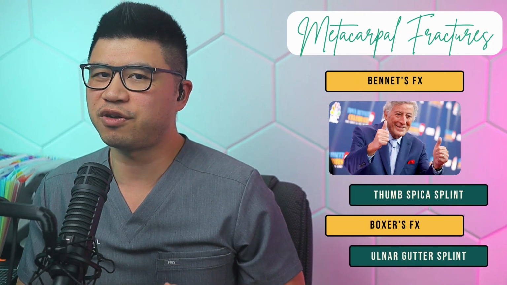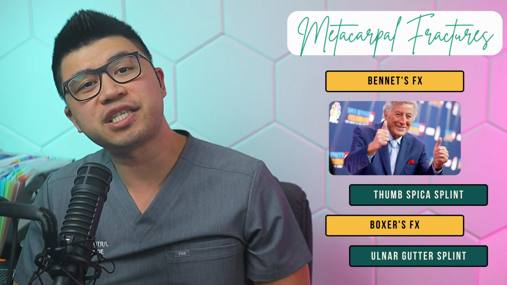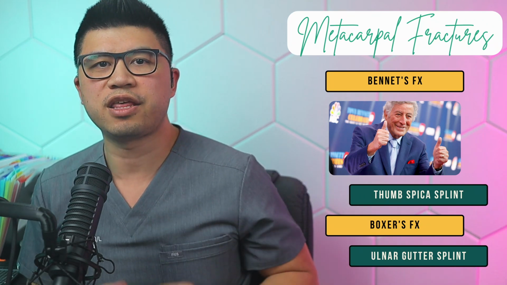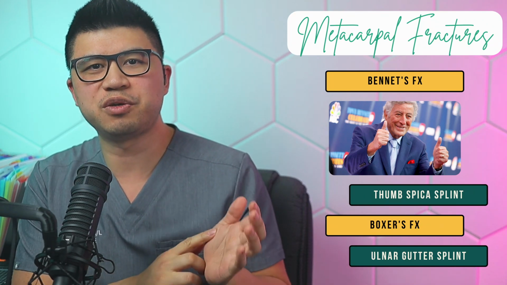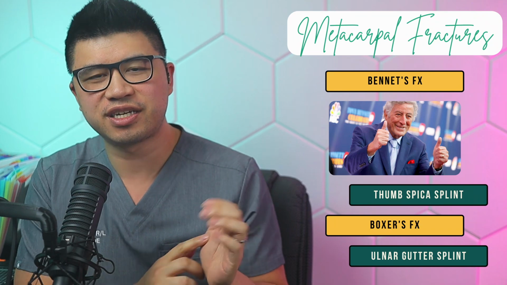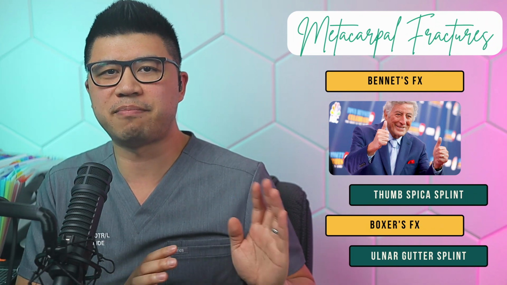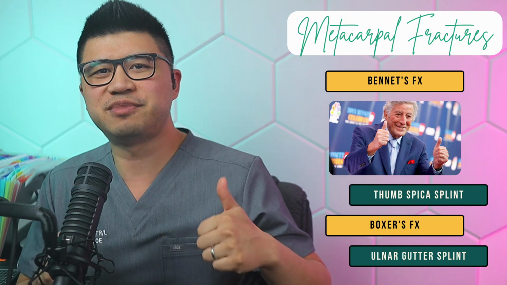Let's review metacarpal fractures. They are named after the location of their fractures. For example, a Bennett's fracture involves the first metacarpal base of the thumb. A thumb spica splint would be used for Bennett's fractures. Here's a picture of singer Tony Bennett, unrelated to the Bennett fracture, with two thumbs up to help you remember this.